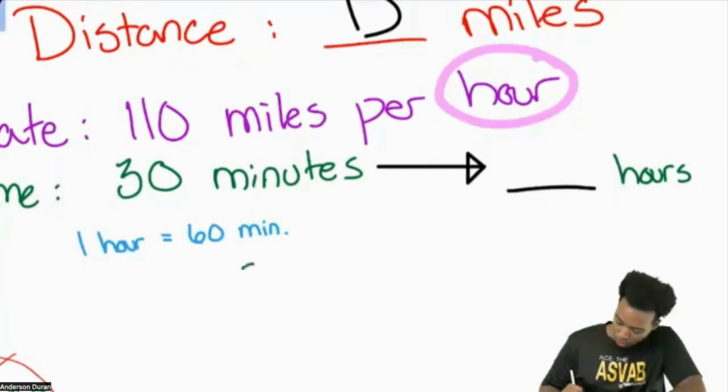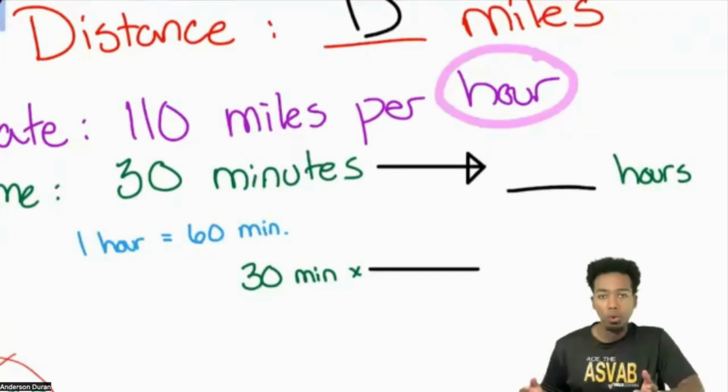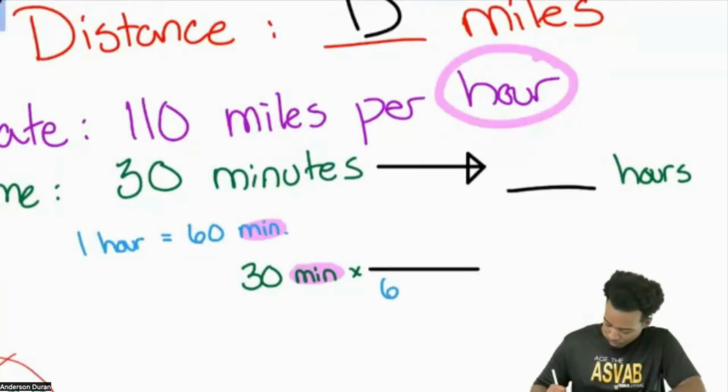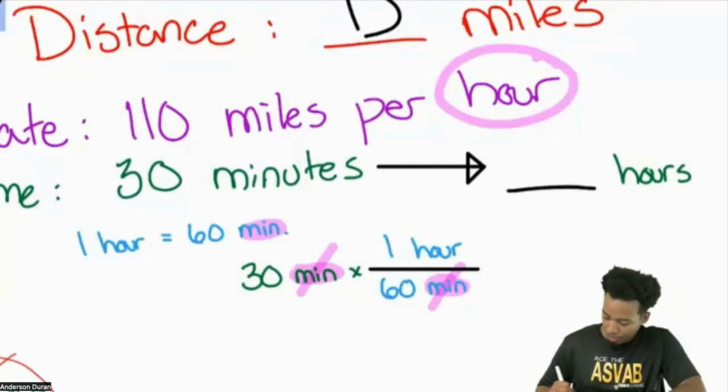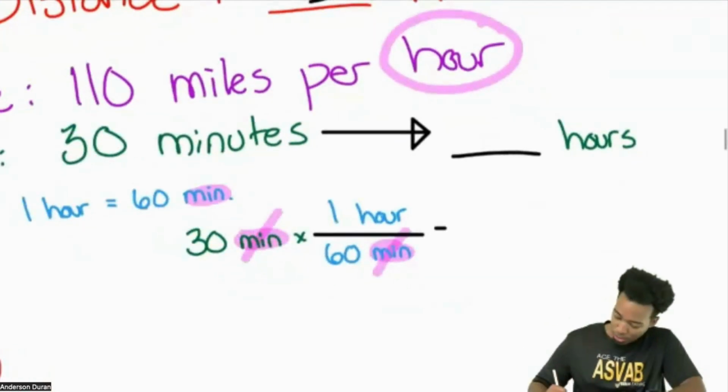If I'm going to convert 30 minutes, you simply multiply by the conversion rate. Conversion rate basically just says eliminate the old unit, keep the new unit. So if I want to get rid of minutes, I'm going to put the 60 minutes on the bottom, and up top I'm going to put the 1 hour. Because if I have minutes up top and minutes on bottom, it's going to cancel out, leaving me with just hours. And that's going to be 30 over 60.